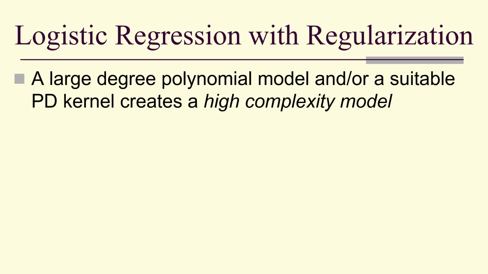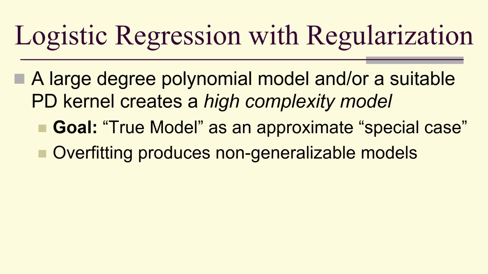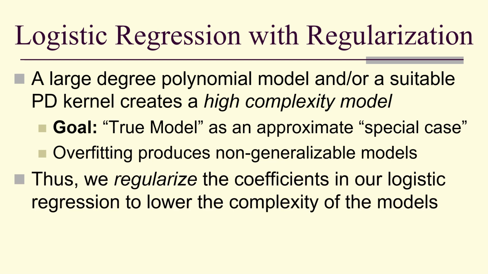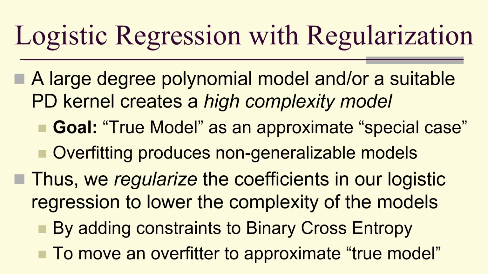That is, we're taking a large degree polynomial model, or a suitable positive definite kernel, and we're creating a highly complex model. The true model, hopefully, is an approximate special case. But overfitting is not going to allow us to generalize, and it's not going to give us the true model. So we're going to regularize the coefficients in logistic regression to lower the complexity of the models by adding constraints to binary cross entropy. And hopefully we'll get our overfitter to move closer to an approximation of the true model.